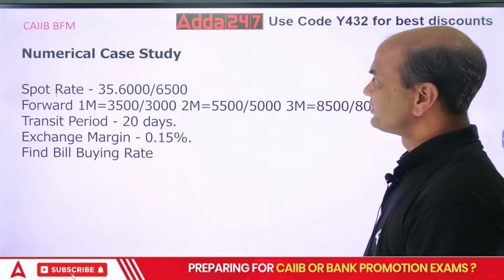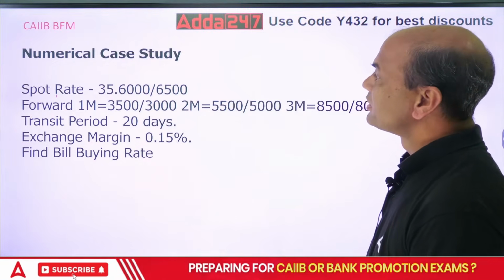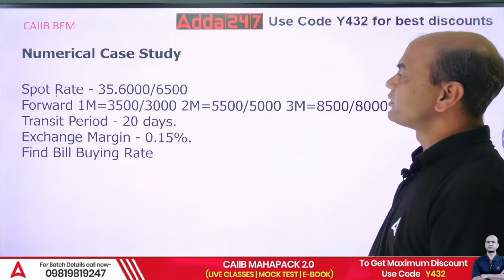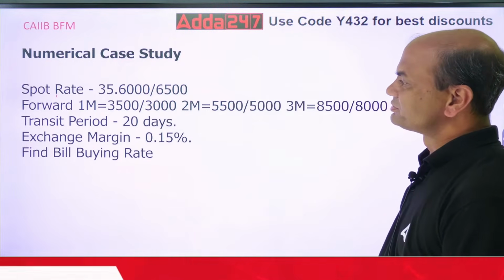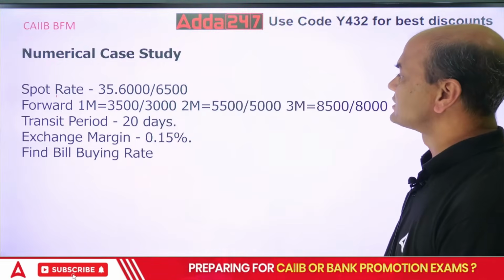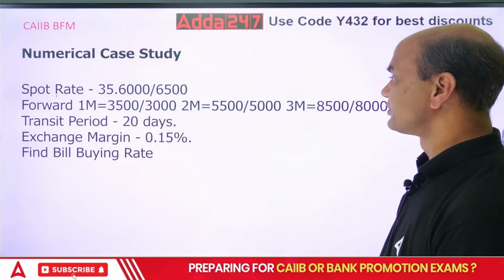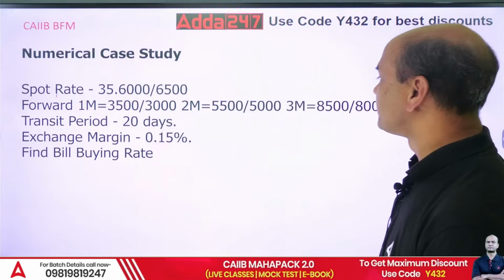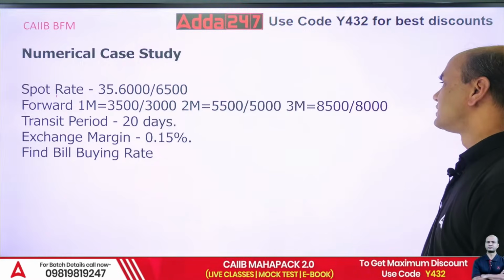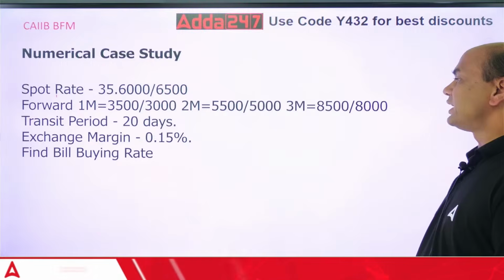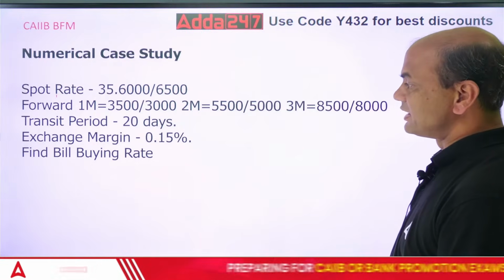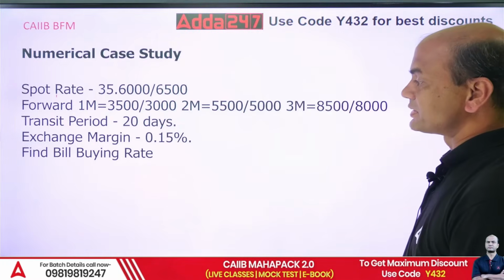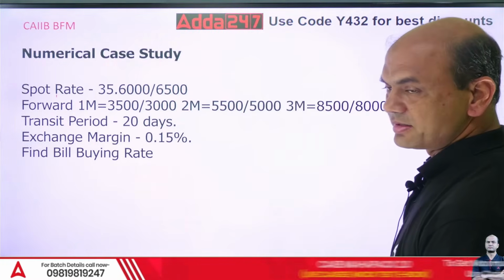First one, spot rate is given as 35.6000 and 6500. 1 month forward is given as 3500, 3000. 2 month is given as 5500, 5000. 3 month is given as 8500, 8000. Transit period is given as 20 days. Exchange margin is 0.15%. Find a bill buying rate.